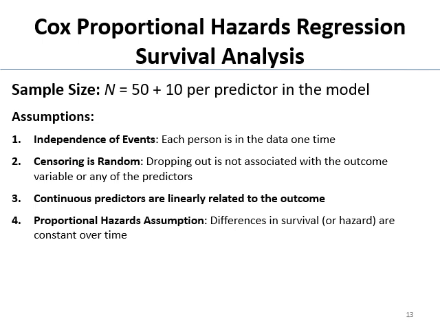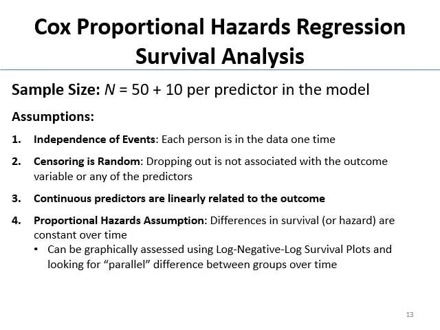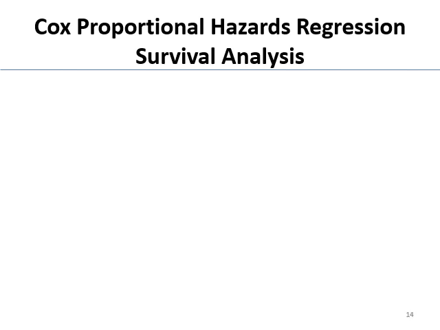And the proportional hazards assumption, which is why this is called Cox proportional hazards regression, is that differences in survival are constant across time. Okay, so whatever that difference is, it's constant across time. It's not wild in the beginning and then it slows down or something like that. It's about the same across time. And we are going to graphically assess that using what are called log negative log survival plots. And we're going to look for quote unquote parallel survival between the groups. So anyway, I'll show you what that means. And that's how we'll check it.